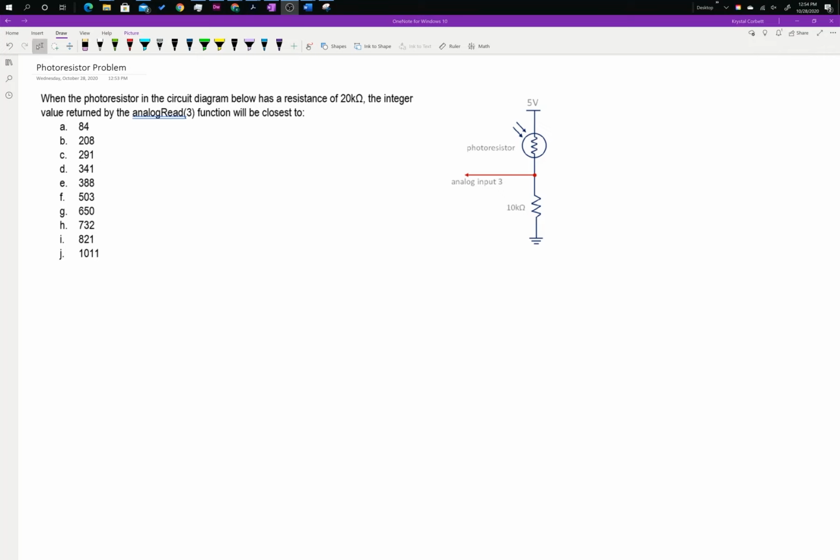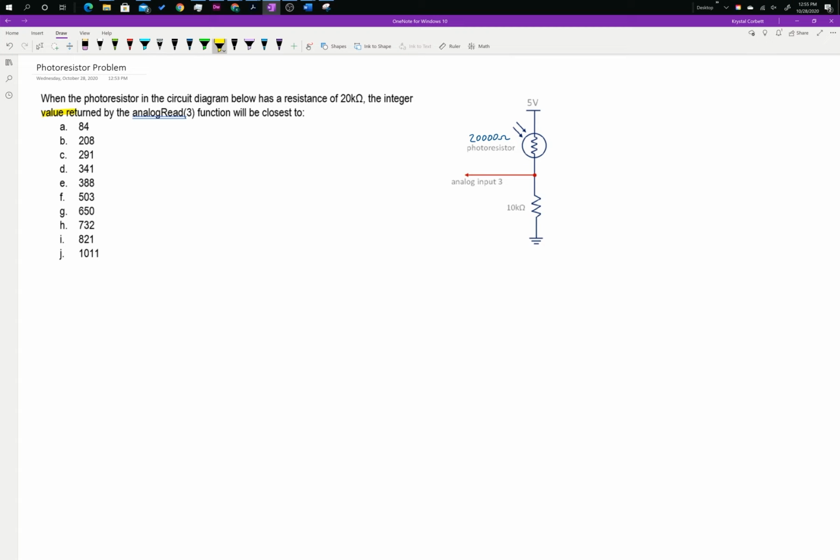In this problem, we're asked to find the value returned by analogRead(3) for the circuit that's shown to the right. The way I'd start working this problem would be to write the information given from the problem statement into the circuit diagram. We know that the photoresistor has a 20,000 ohm resistance.